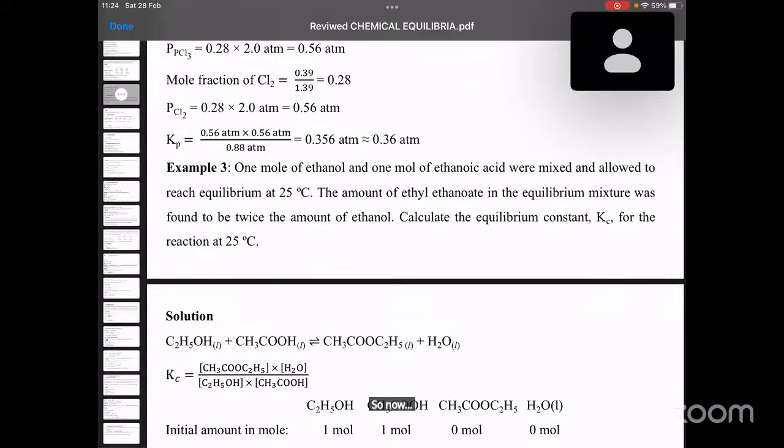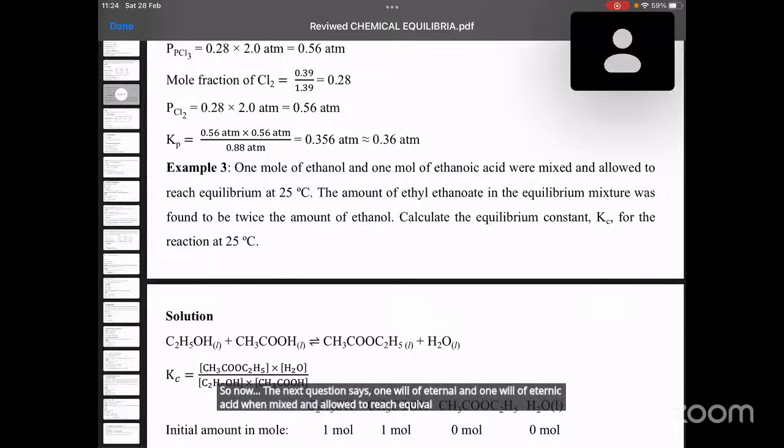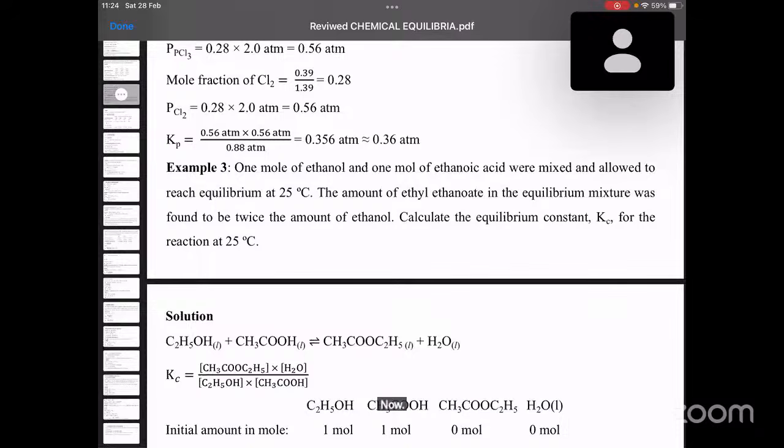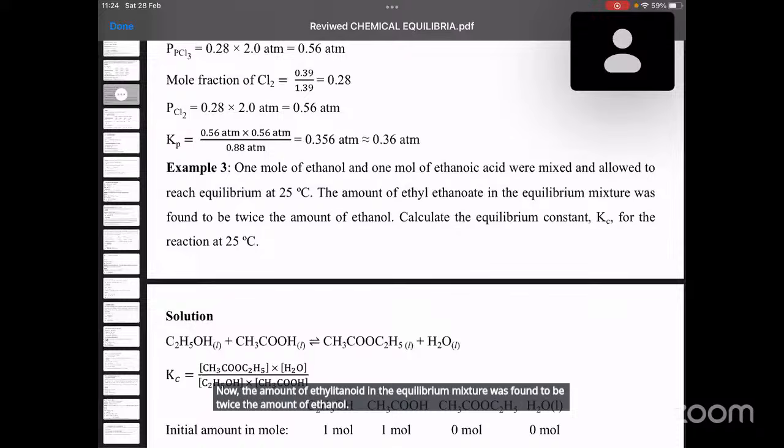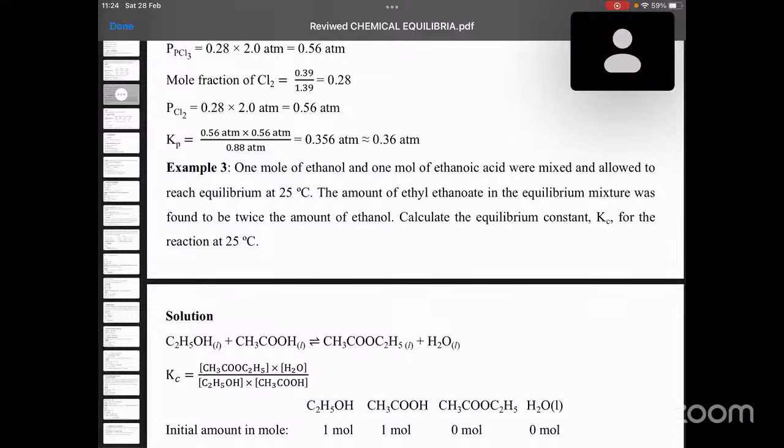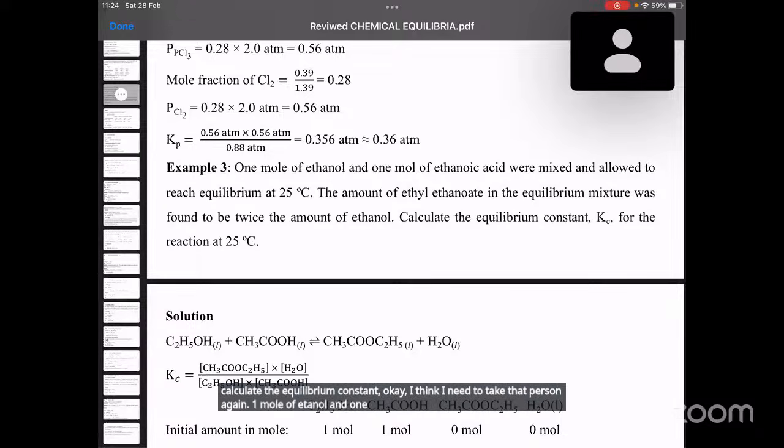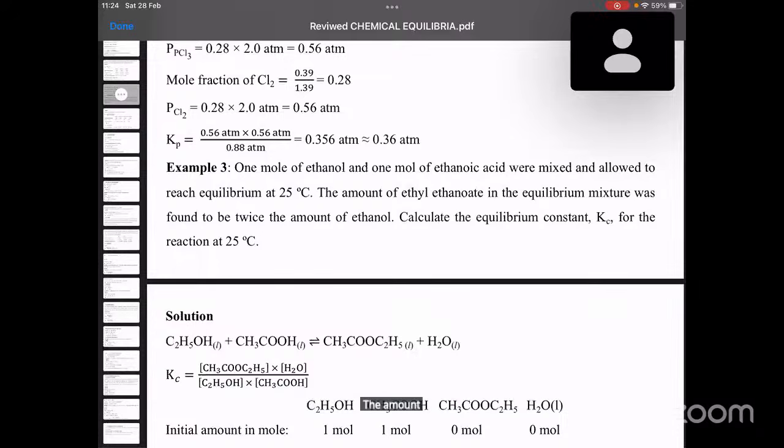The next question says 1 mole of ethanol and 1 mole of ethanoic acid were mixed and allowed to reach equilibrium at 25 degrees Celsius. Now, the amount of ethyl ethanoate in the equilibrium mixture was found to be twice the amount of ethanol. Calculate the equilibrium constant. Okay, I think I need to take that question again. 1 mole of ethanol and 1 mole of ethanoic acid were mixed and allowed to reach equilibrium at 25 degrees Celsius. The amount of ethyl ethanoate in the equilibrium mixture was found to be twice the amount of ethanol. Calculate the equilibrium constant Kc for the reaction at 25 degrees Celsius.